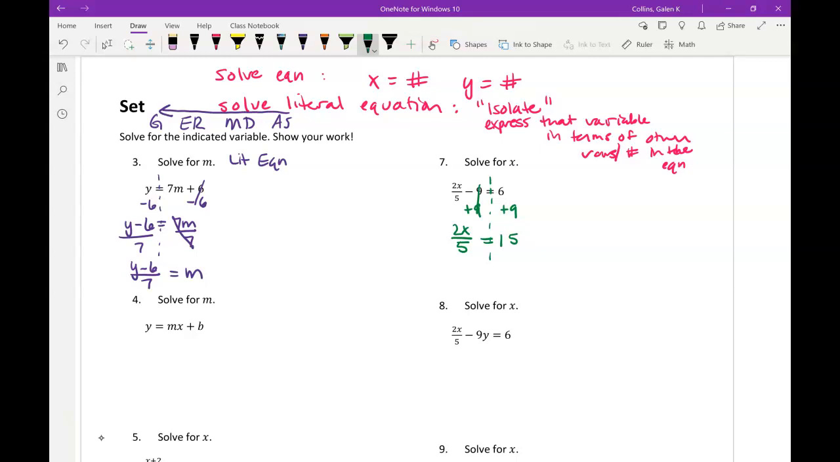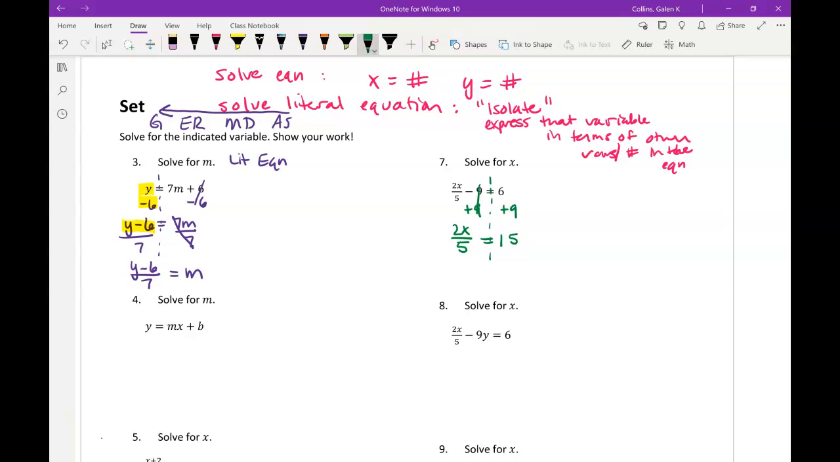I just get 15. And just to pause for a second over here, just to clarify, you cannot subtract 6 from y because those are not like terms. You could subtract 6y from y, but not the constant 6 from the variable term y.